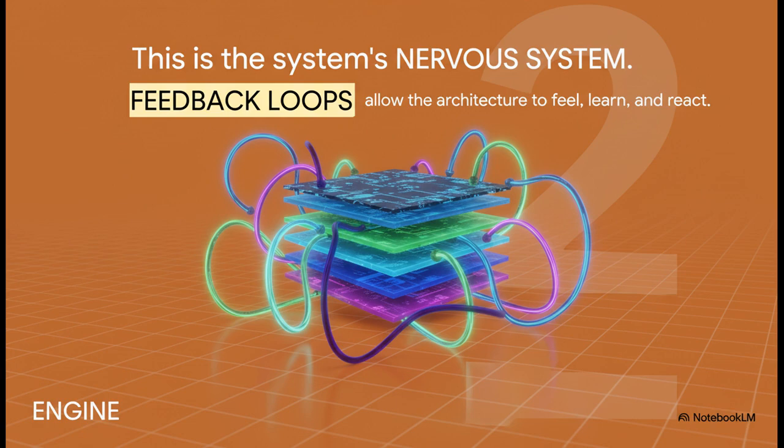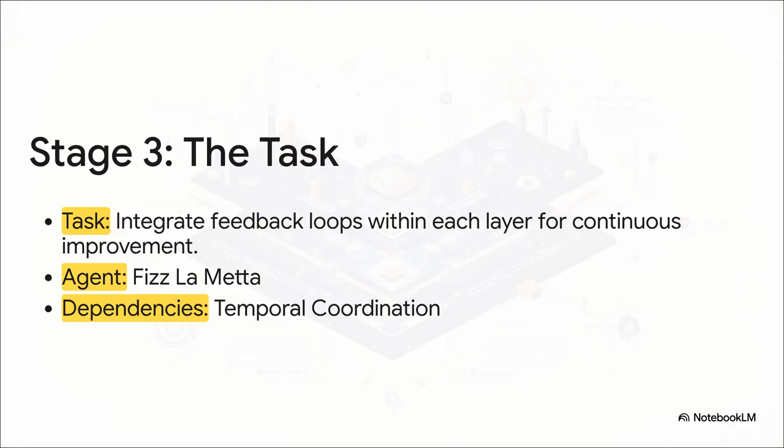So the really crucial point here is that we're not talking about one big feedback loop for the entire system. No, the task is to integrate these loops within each individual layer. This allows for really specific, fine-tuned learning. And of course, this whole thing depends on the timing we set up back in stage 2. You've got to have the right sequence of events to get any meaningful feedback.